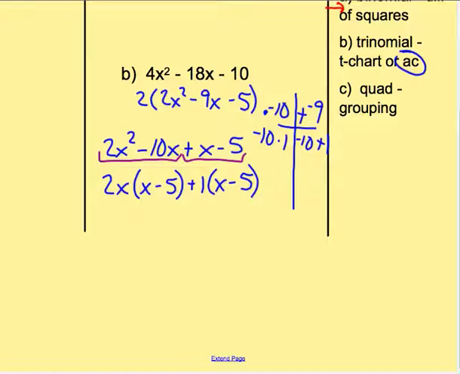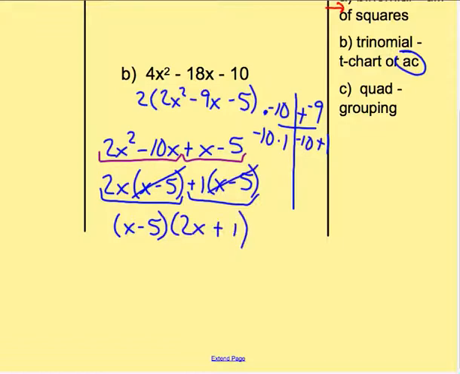So now I'm going to look at the two terms that I have left. Notice they have a common factor of x minus 5. Dividing that out of the first term, I have 2x. Dividing it out of the second term, I have a plus 1. Okay, so what I have here is just the factored form of 2x squared minus 9x minus 5. So in order to factor what I started with, I'm going to bring this 2 down as well. So you can't lose your GCF when you have to factor and then keep factoring.